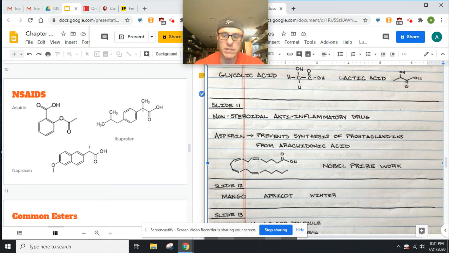So aspirin prevents the synthesis of prostaglandins from arachidonic acid. Sorry about that. This is arachidonic acid right here. It's a pretty big, long, fatty chain. This was Nobel Prize winning work. Right, this was a big deal when we figured that out. But these are just some NSAIDs, all have these carboxylic acids in them.